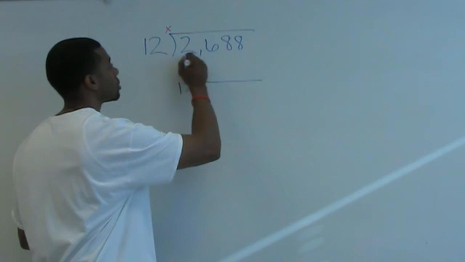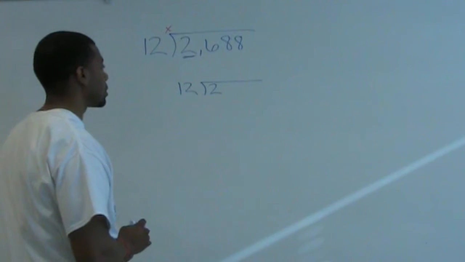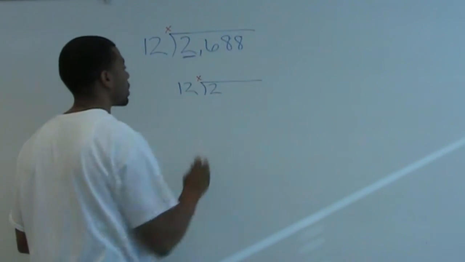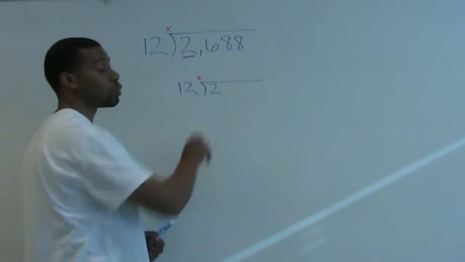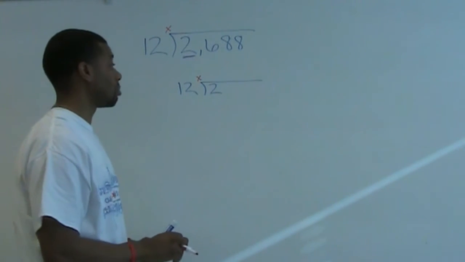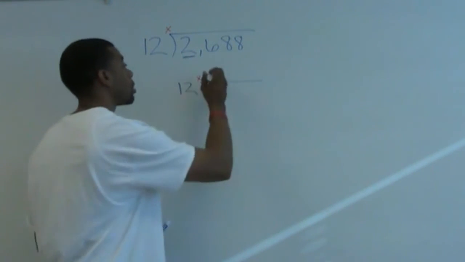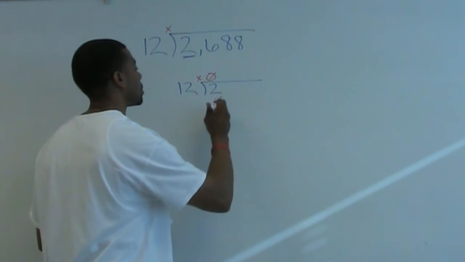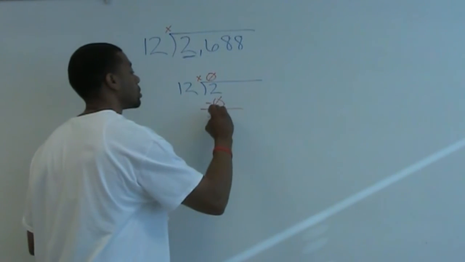My first digit is 2. So we're going to put our 2 inside of our box or our house. Put our multiplication symbol up here because we're trying to figure out what digit would I multiply times 12 to get to 2 or close to 2. Since 12 is larger than 2, it can't be 1 because 12 times 1 is 12 and that's too large. So we're going to put 0. 12 times 0 is 0. And we're going to subtract it. 2 minus 0 is 2.